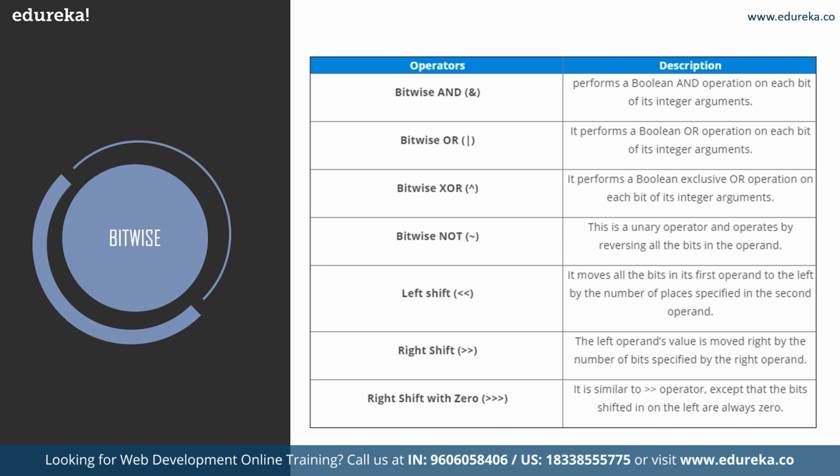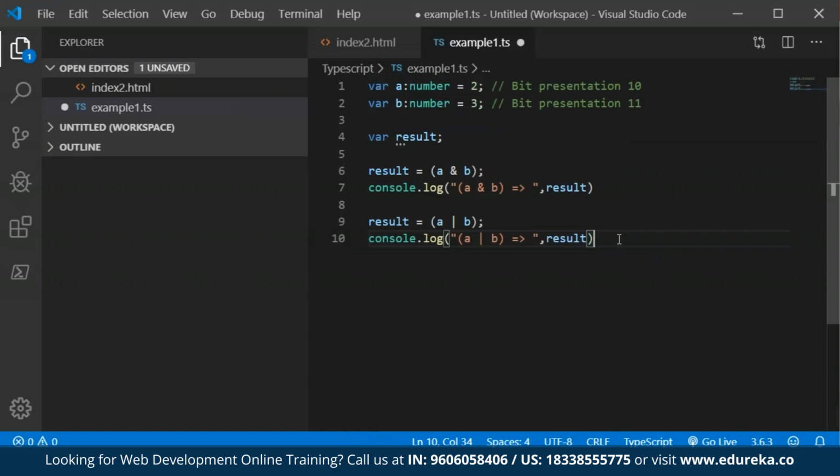The left operand's value is moved right by the number of its bits specified by the right operand. And finally we have the right shift with 0. Now it is similar to the right shift operator except that the bits shifted in on the left are always 0. Now let's take an example for our bitwise operators.